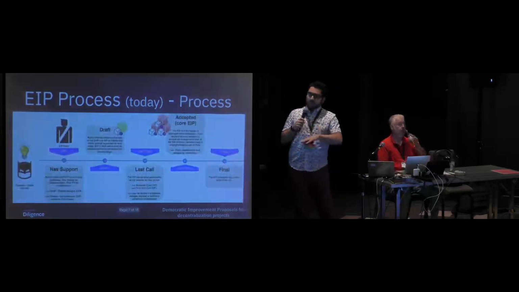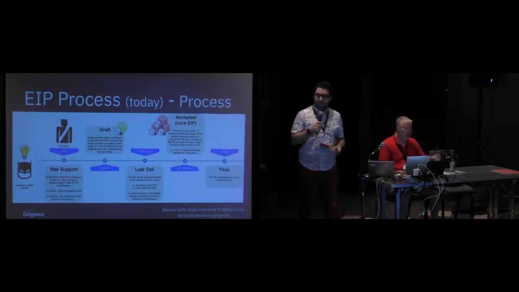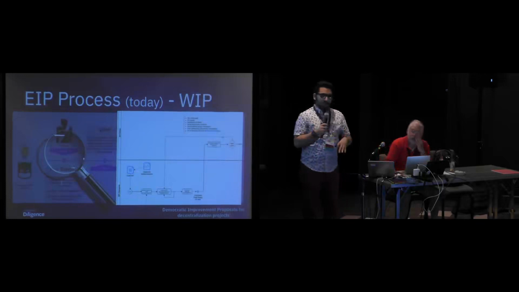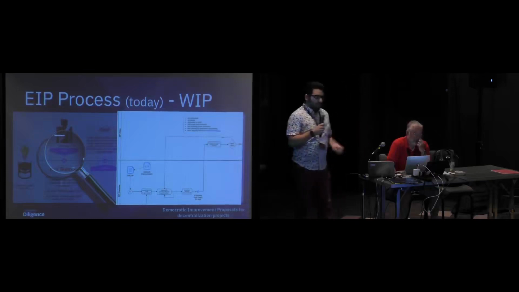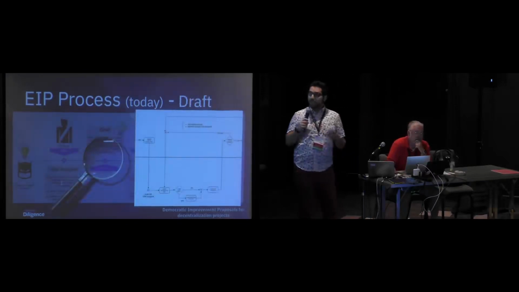So the process itself has 4, or you could say 5 steps. So when it gets the community support, it gets to the work in progress draft, and basically they write these. It should be matured, and if it's a core EIP, it needs implementation. They basically talk about it. It talks about the proof of concept. After that, it is assigned an EIP number and it goes to a draft mode.